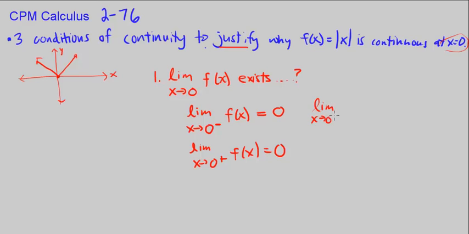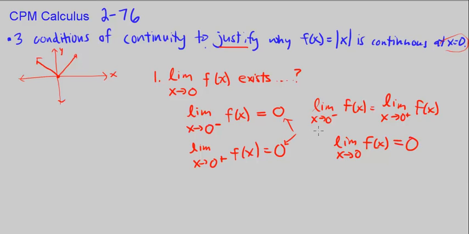So since the limit as x approaches 0 from the left equals the limit as x approaches 0 from the right, then we know the limit exists, right? Then we know the limit as x approaches 0 in general, not from the left or the right, exists, and it equals 0, because these are the same. If these were different, it would not exist. Okay, so that's condition number 1.